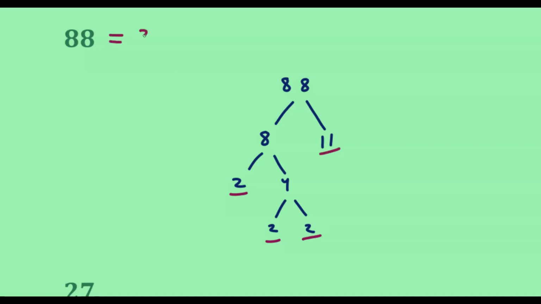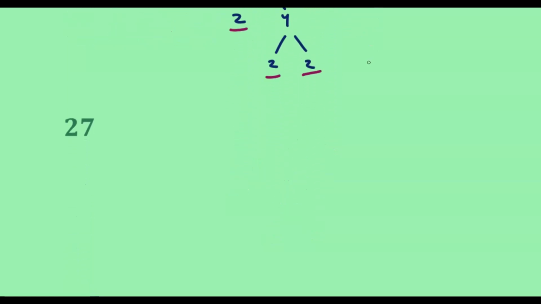And so 88 is equal to 2 times 2 times 2 times 11. And if we want to write that in exponential form, we have 2 multiplied by itself 3 times. So we have 2 to the power of 3, and we multiply that by 11. So this is the required prime factorization. Let us consider the next number.